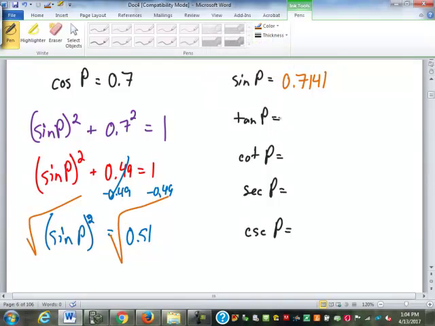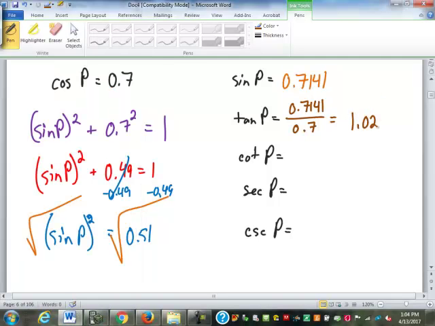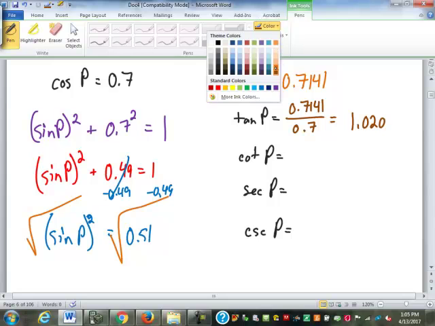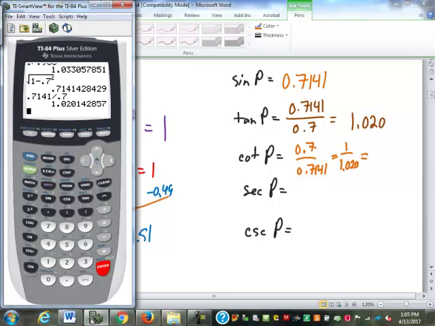Tangent, how do we find it? 0.7141 over 0.7 will give us 1.020. Cotangent, how do we find it? Cosine over sine, 0.7 over 0.7141. Or I could do the reciprocal of this previous one. Since that's in my calculator, that's what I'm going to do. 0.980.